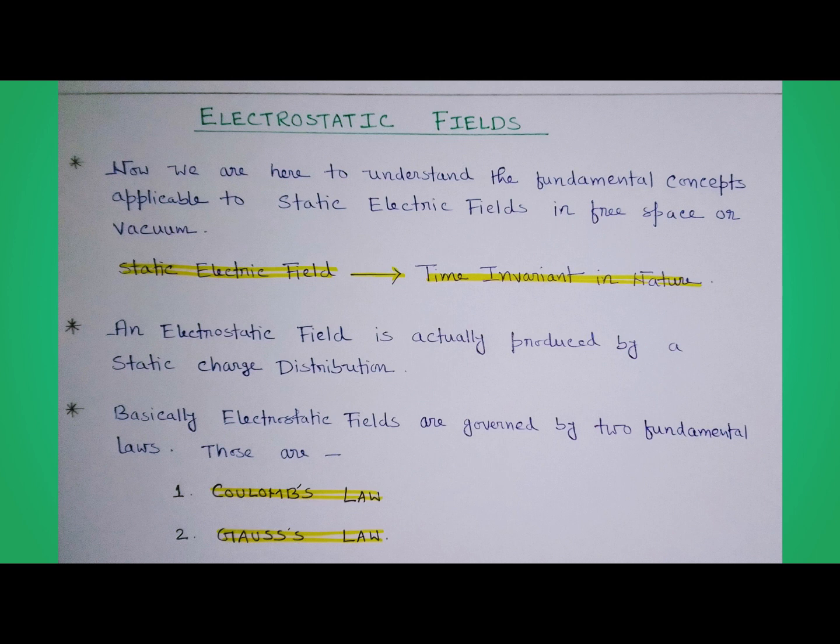An electrostatic field is actually produced by a static charge distribution. That means the charges involved here are static in nature. There is no motion involved with these charges. Basically, electrostatic fields are governed by two fundamental laws. The first one is Coulomb's law and the second one is Gauss's law.